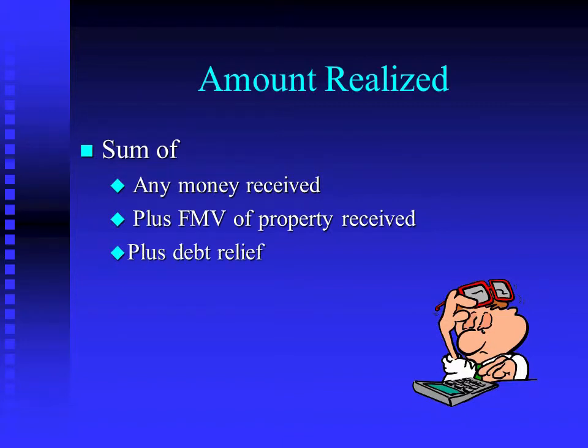And then you add to that any debt relief. So if you sell some property that was subject to a mortgage and the buyer takes over the mortgage, that is the same as if they gave you the cash and you paid down the debt. So that is part of your amount realized. And then the last bullet here is that it is reduced by any selling expenses. So it's money, fair market value of property received, any debt relief received, minus any selling expenses, that get you to your amount realized.